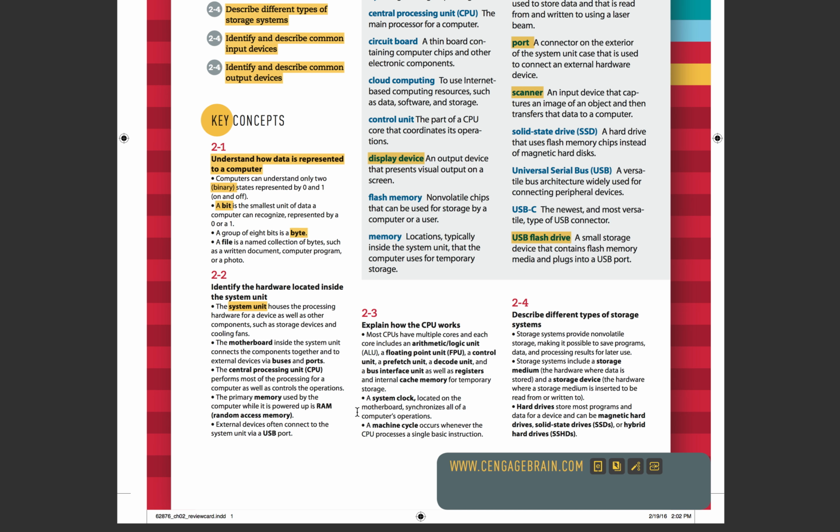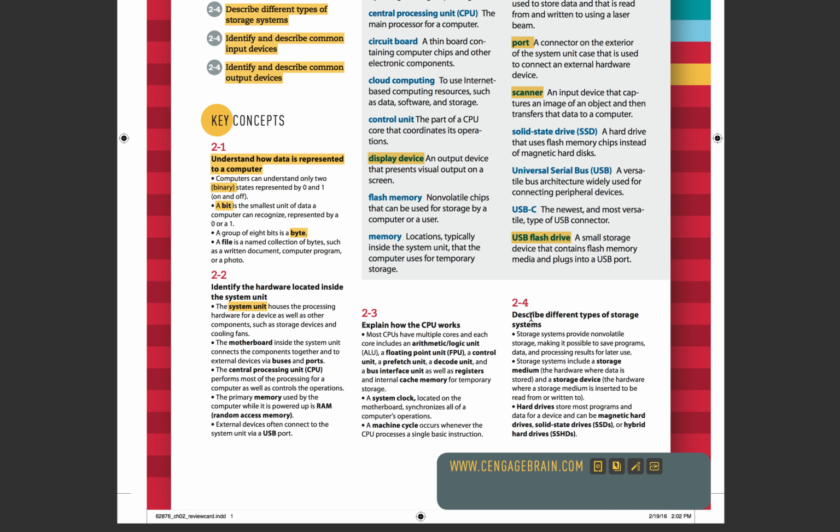A system clock located on the motherboard synchronizes all the computer operations. Your machine cycle occurs whenever the CPU processes a single basic instruction. So whenever you tell your computer to do one thing, it's a machine cycle.